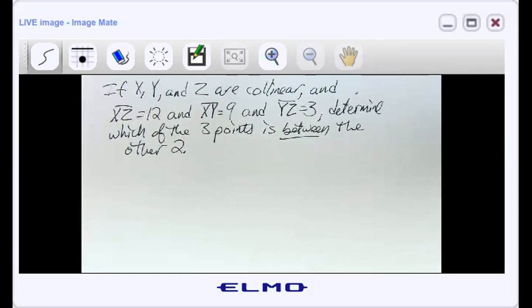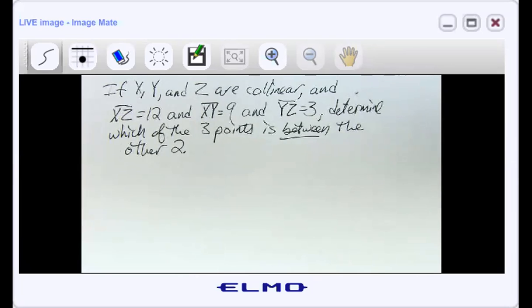Okay, so let's sort of break this down, see what we have. I have 3 points that I know are on the same line. I have no idea what order they're in. Maybe it goes X, Y, Z. Maybe it goes Y, Z, X. I have no idea. What I do have are some values. I know XZ is 12, XY is 9, YZ is 3. Great. So what I'm going to do is I'm going to try and draw this.